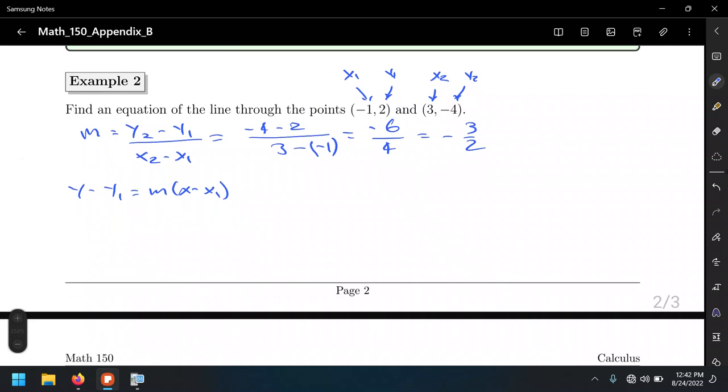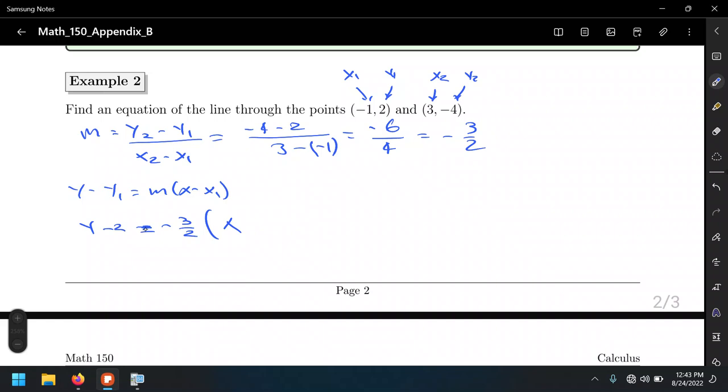Okay, so let's use that slope, -3/2. And for the point, you can pick your favorite one. It doesn't matter if you choose the first point or the second point, you should get the same equation. The reason is that the slope was found using the two points, so either way you get the same equation. So I'm going to use the first one.